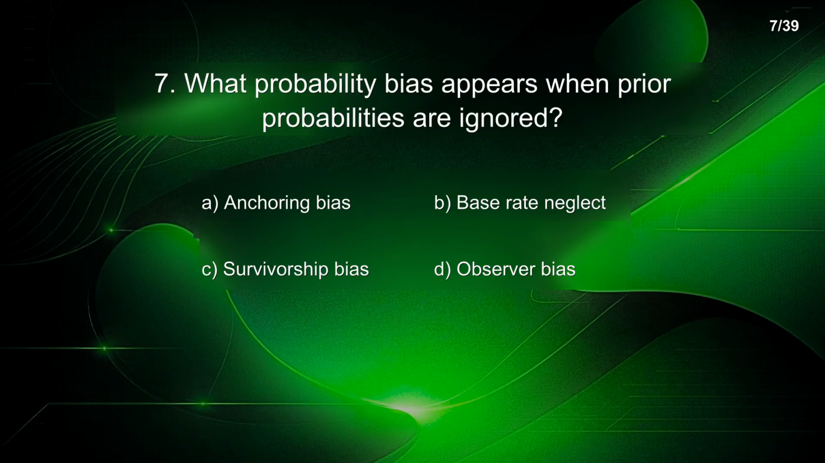Seventh question. What probability bias appears when prior probabilities are ignored? A. Anchoring bias. B. Base rate neglect. C. Survivorship bias. D. Observer bias. Correct answer is B. Base rate neglect.